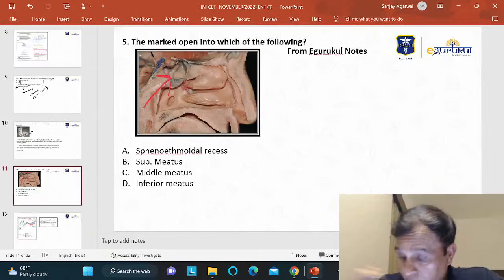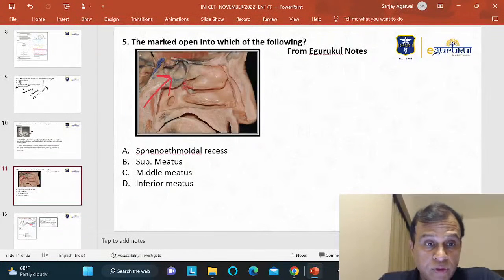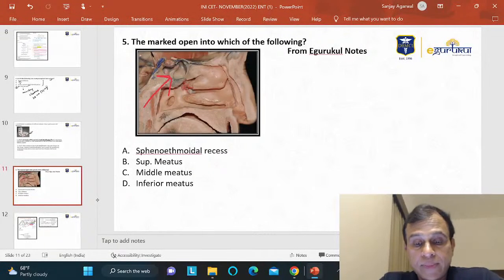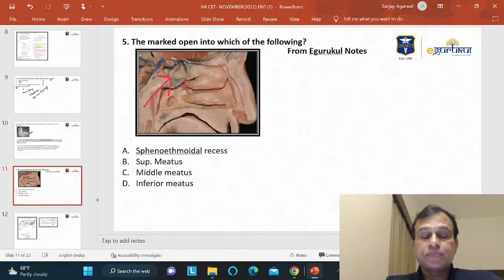The fifth question we have in our armory is this one. There was a sagittal section of a cadaver, the nose and sinuses, and there was a pointer at this structure, which is the sphenoid sinus. And they asked that this particular structure which is pointed at opens in which of the following? Does it open in the sphenoethmoidal recess, superior meatus, middle meatus, or the inferior meatus?